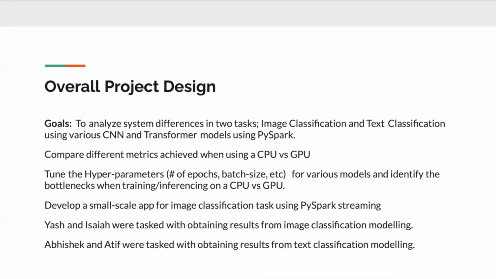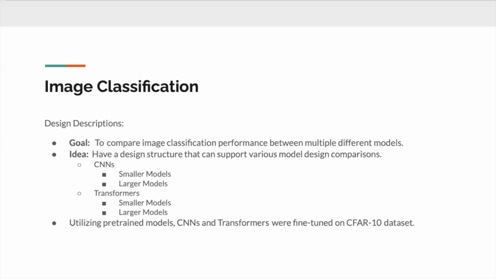We also develop a small-scale app for the image classification task using PySpark streaming, and we divided the roles. Yash and Isaiah were tasked with obtaining results for image classification, while Abhishek and I were tasked with obtaining results for text classification modeling. With regard to image classification, our goal was to compare the performances between multiple different models.